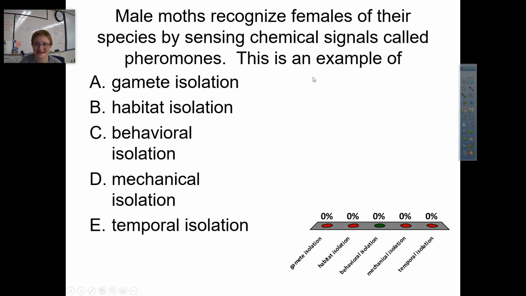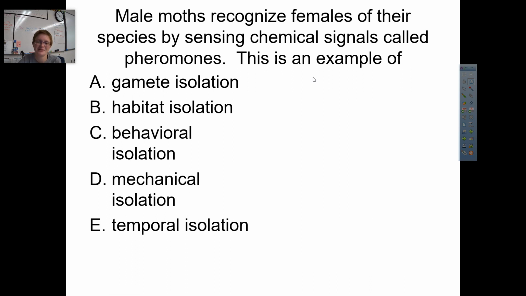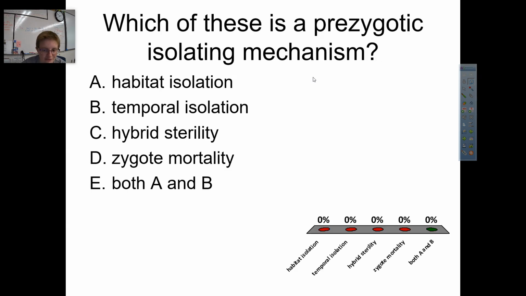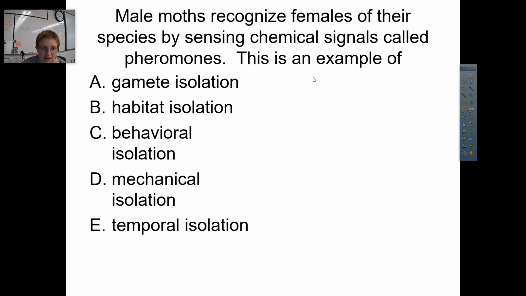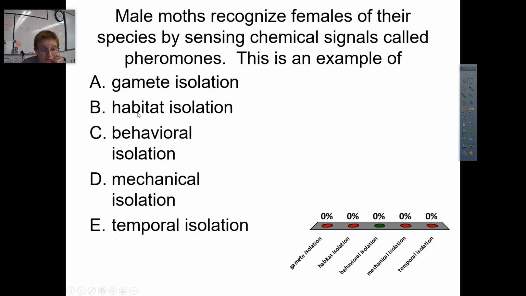Male moths recognize females of their species by sensing chemical signals called pheromones. Is this gamete, habitat, behavioral, mechanical, or temporal? And you saw the answer was behavioral, but you know what? You could honestly make a case for mechanical as well, because pheromones are chemicals, and if the pheromone just isn't attractive to a certain species, you could call that a mechanical isolation, but also a behavioral isolation because they don't behave towards that pheromone. Honestly, a little bit of both there.